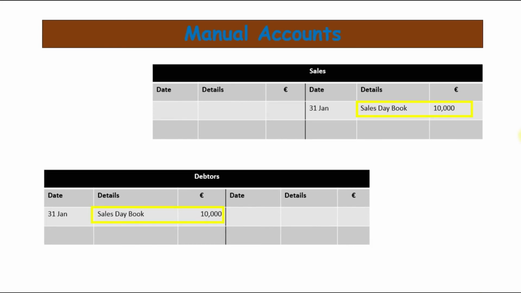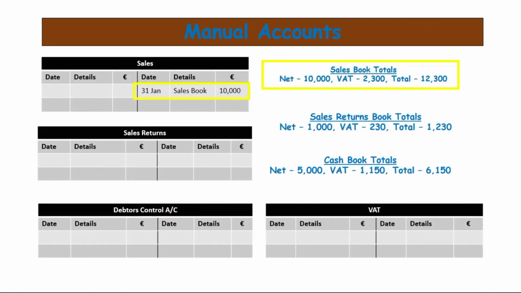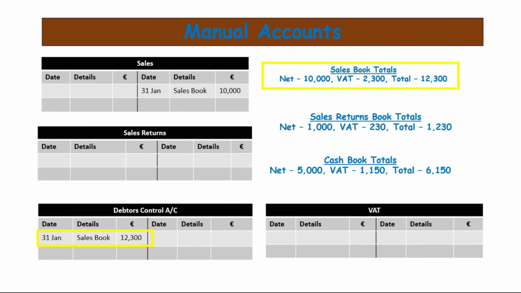We also change the referencing in each account. For now we can simply reference where we got the figures from, in this case, the sales day book. So if we collect all the totals from the sales book, sales returns book, and cash book, we can see how each one is entered in the nominal ledgers. As in the previous example, we credit the sales book, and debit the debtors account. You will notice, however, that the amount in the sales account is 10,000 and the amount in the debtors account is 12,300. This is because the VAT gets its own separate account.